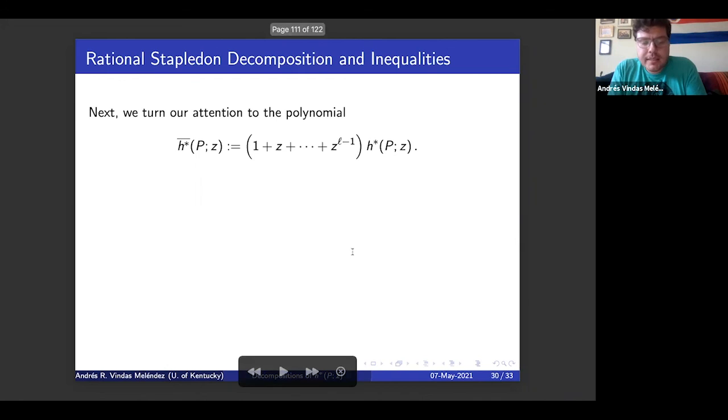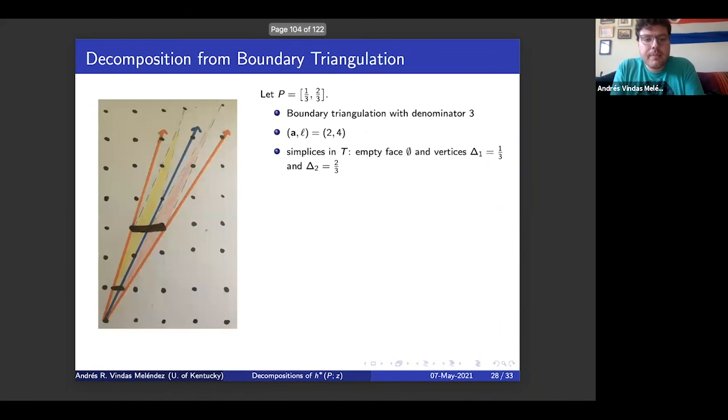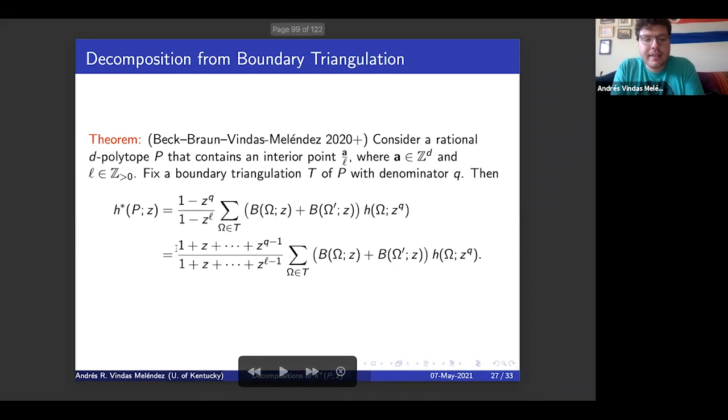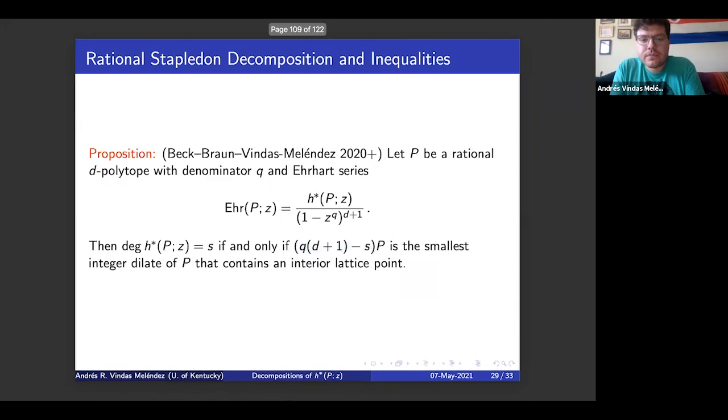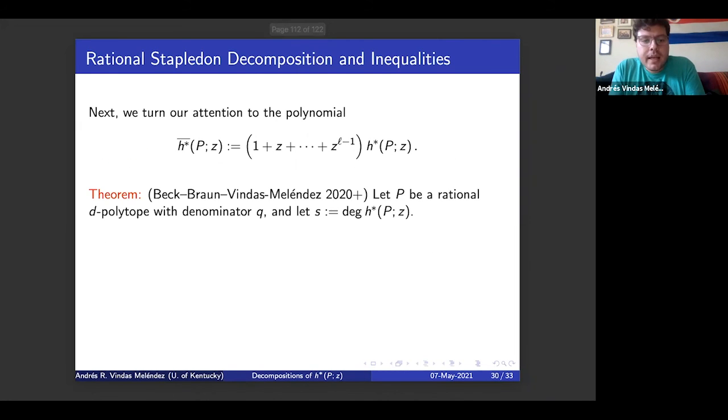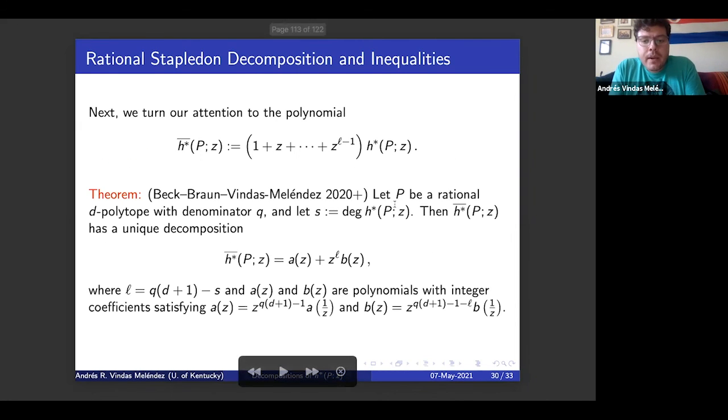Why is that important? Well, because next I want you to turn your attention to this polynomial, which I call H star bar. All I'm doing is moving the denominator. So let's go back here. All I'm doing is moving this denominator to this side, okay? And that's what I'm calling H star bar, okay?